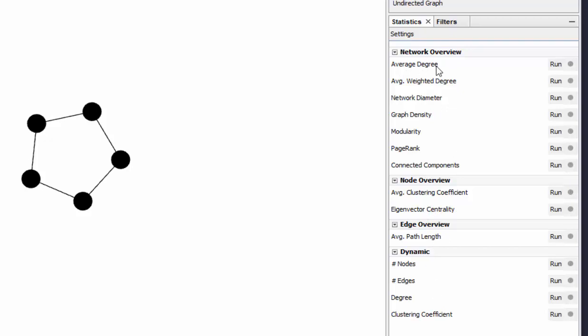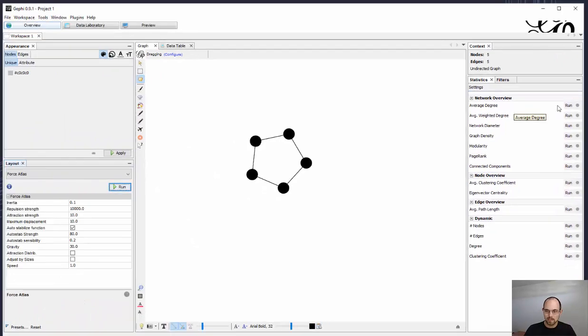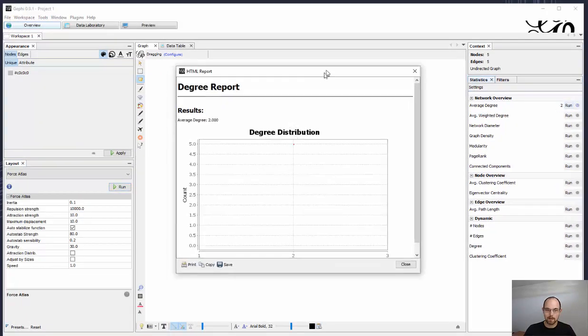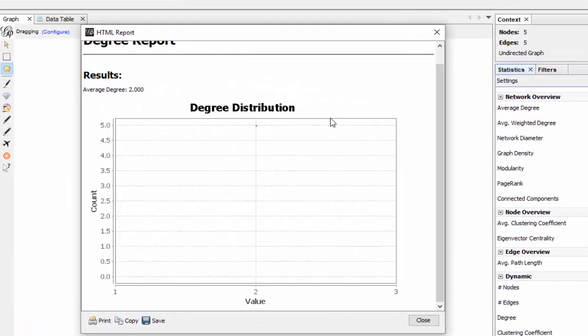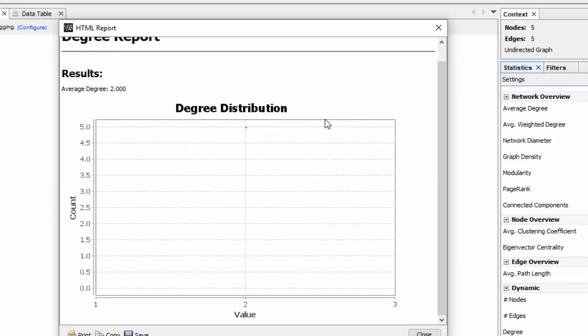At the top there's average degree, which sounds quite promising already, and there's also average weighted degree. Now, a weighted degree of course only matters if you have a weighted graph. We don't have a weighted graph, so basically those two should be identical. So I just click on run, and then what pops up is a very basic overview over the data.